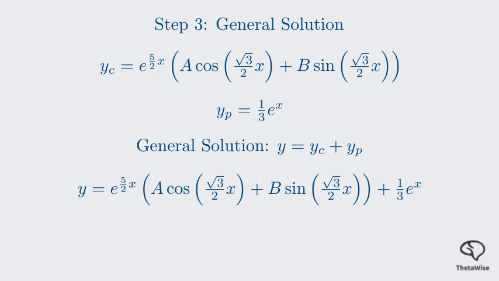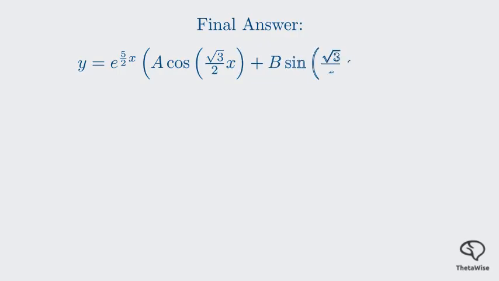And that's it. This complete expression is the general solution to the second-order non-homogeneous differential equation. Let's write it down clearly one more time. The general solution: y equals e to the power of 5 over 2 x times the quantity a cosine of square root 3 over 2 x plus b sine of square root 3 over 2 x, plus 1 over 3 e to the power of x.